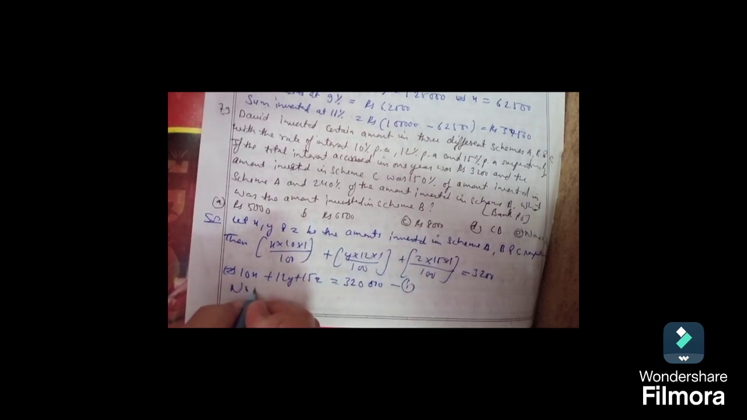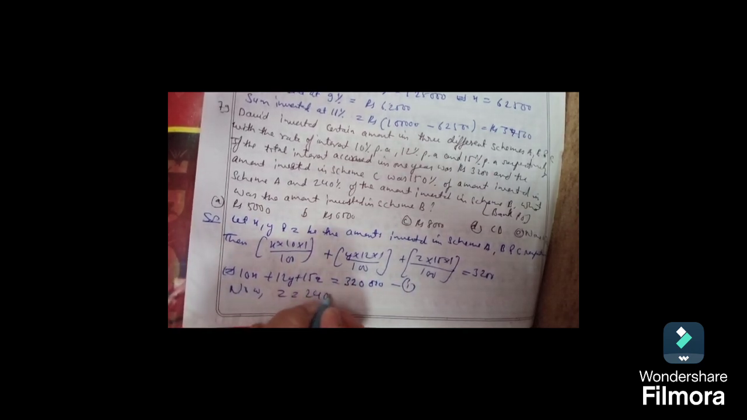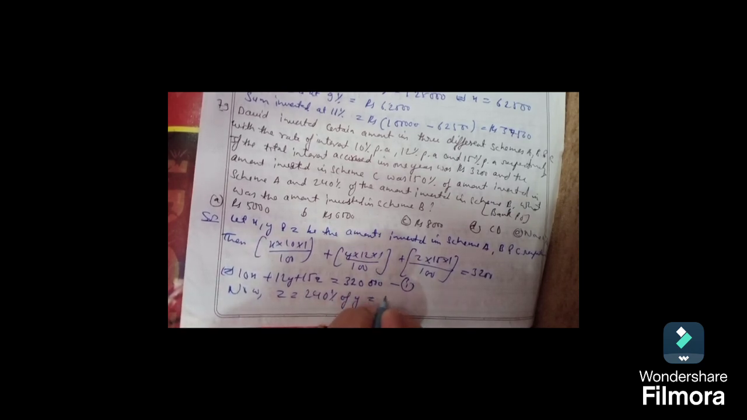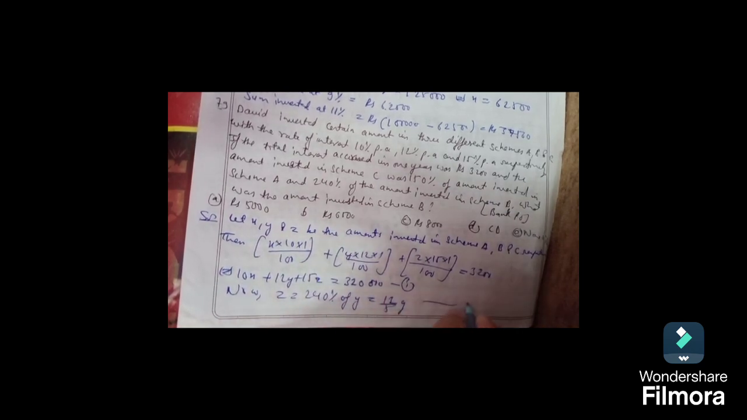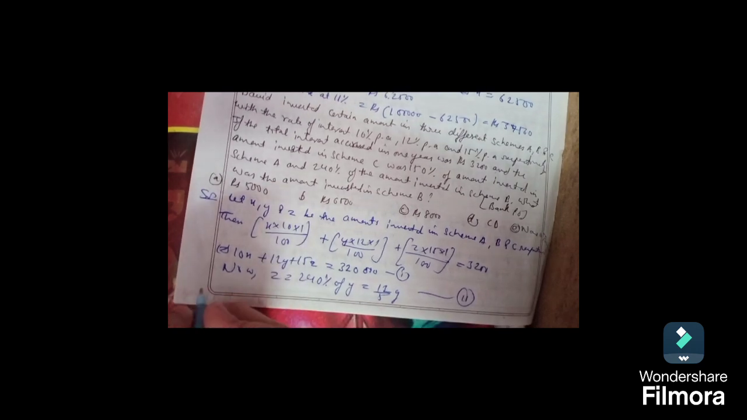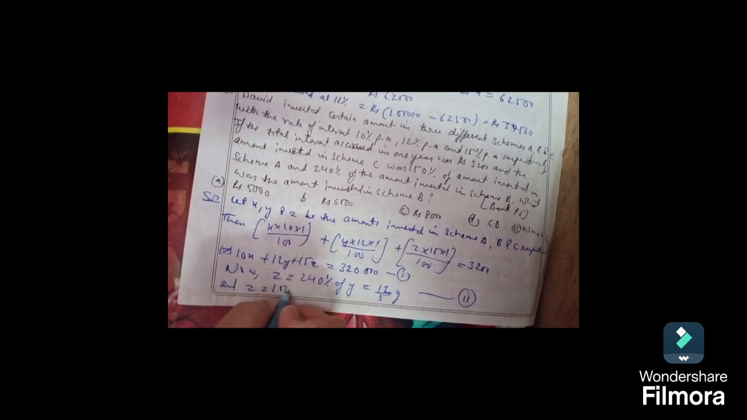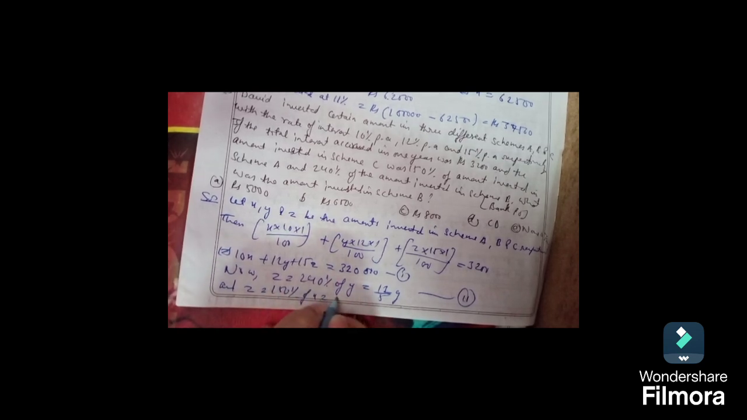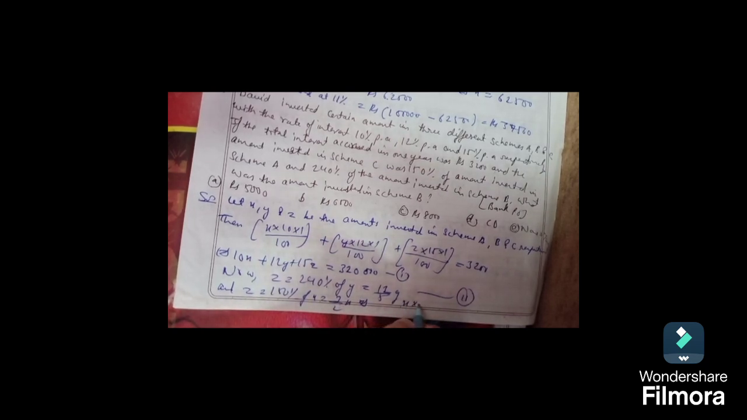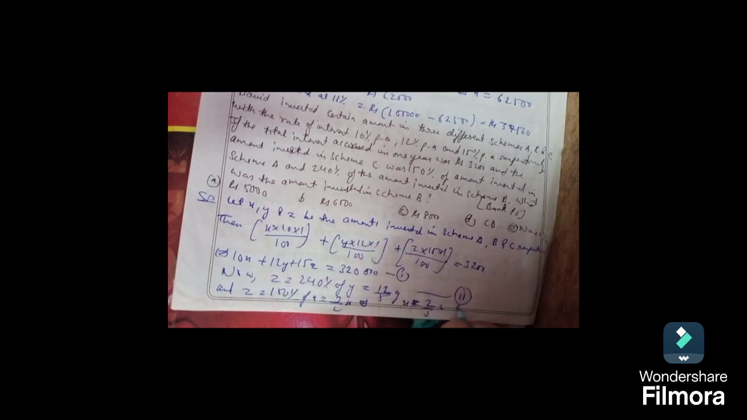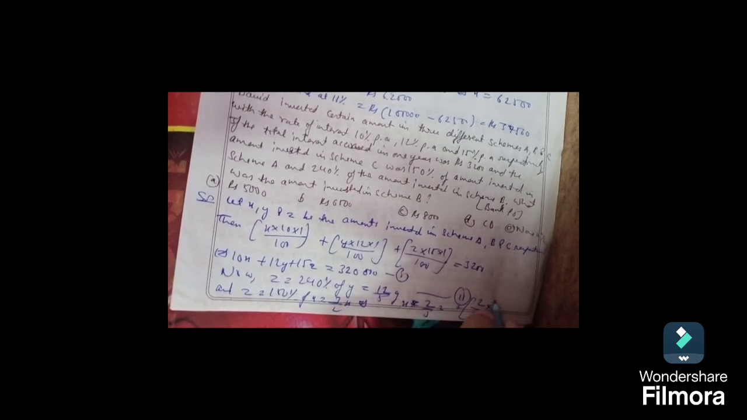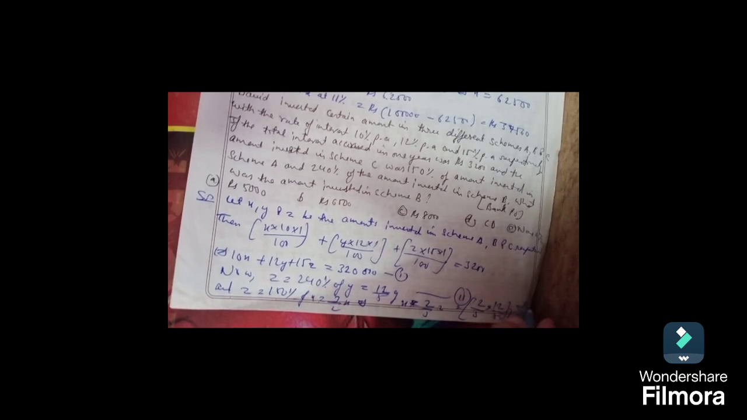Now z equals 240% of y equals 12 upon 5y. This is the second equation. And z equals 150% of x equals 3 by 2x, so x equals 2 by 3z, which is 2 by 3 into 12 by 5y equals 8 upon 5y. This is the third equation.